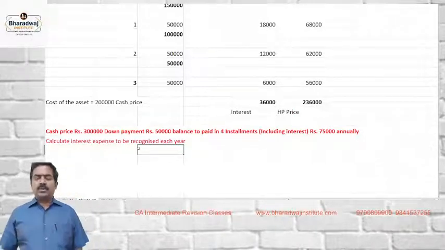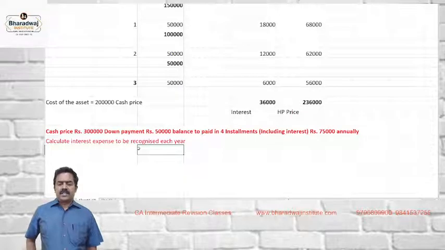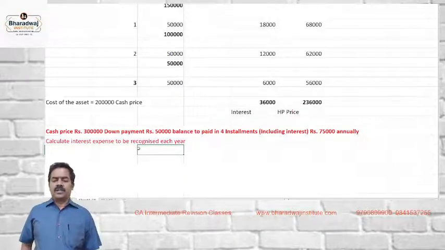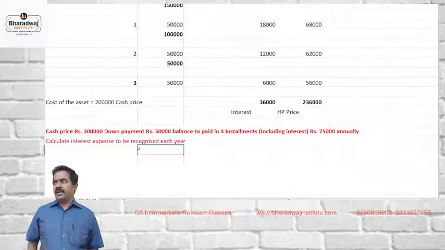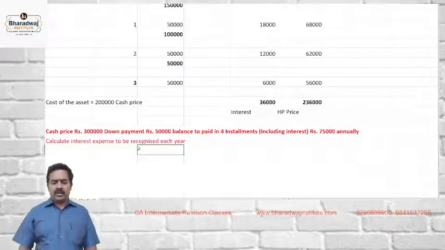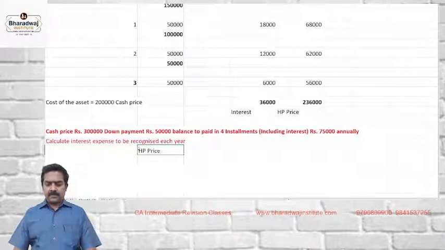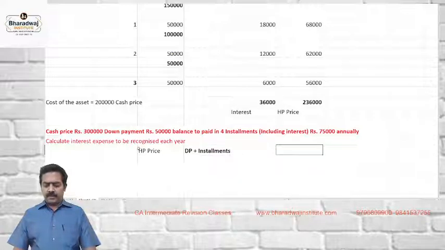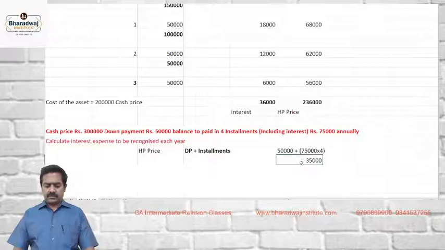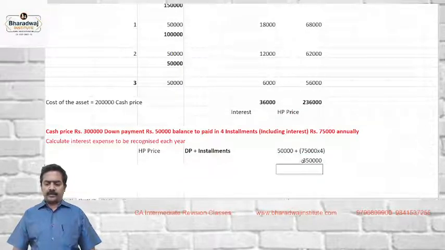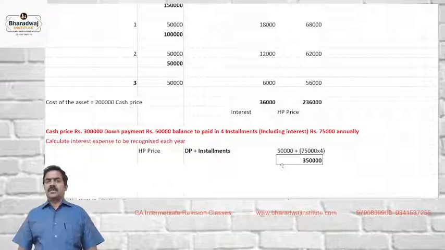This 75,000 includes what? Interest also. It's like 50,000 you paid down plus 75,000 into how many installments you are paying? 4 installments. Now you can find out the hire purchase price: down payment plus installments. So the down payment is 50,000 plus 75,000, paid in 4 installments. So it will give you what? 3,50,000. Okay, 3,50,000 is the hire purchase price. Good.